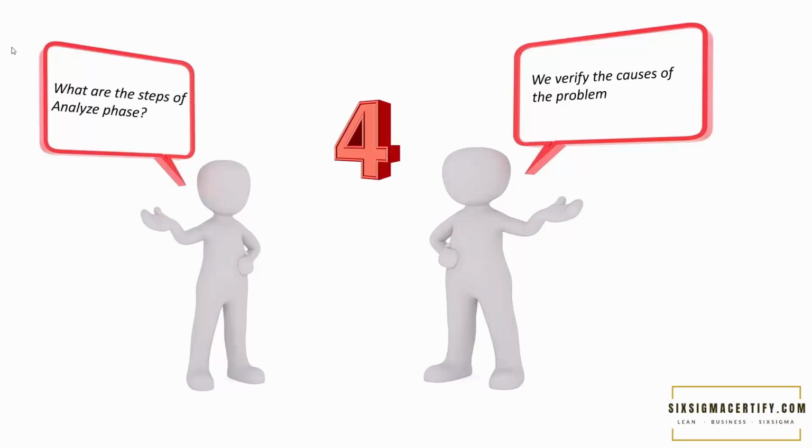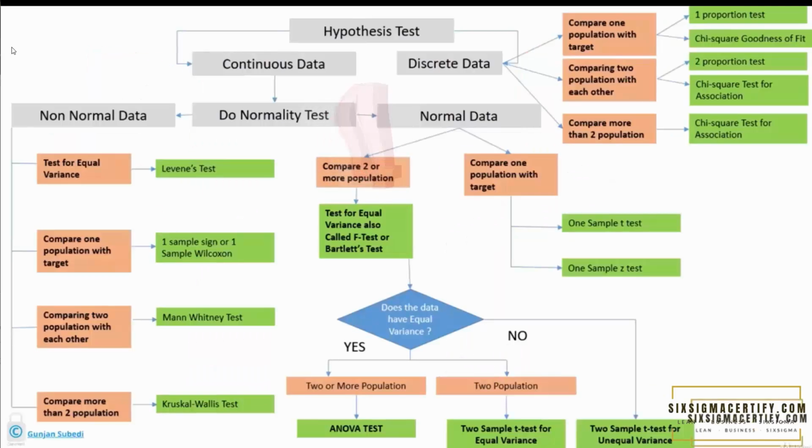We then verify the causes of the problem. Now verification of the causes of the problem can be done with the help of hypothesis test. Hypothesis test is where we hypothesize a certain statement and we try to find out whether the statement is statistically significant with the help of null and alternative hypothesis. This is a chart which you can use in order to identify which hypothesis test to use. For example, different kinds of hypothesis tests should be used for non-normal data, for discrete data, or for continuous data, or for normal data. So you cannot just use any type of hypothesis test for any kind of data.